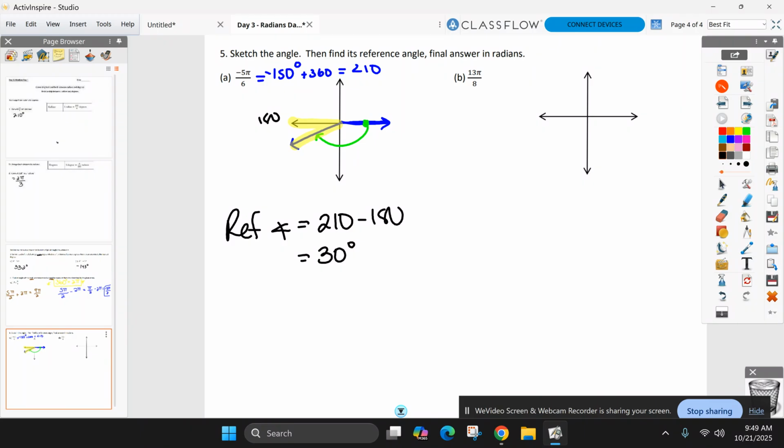Positive, less than 90. Whoa, anybody read the directions? I'm still not done with the problem. Anybody see what that reference angle's got to be in? Radians, yeah. Okay, big deal. Everyone do 30 degrees, put it in radians. And that's what I'm going to ask tomorrow on the pop quiz.